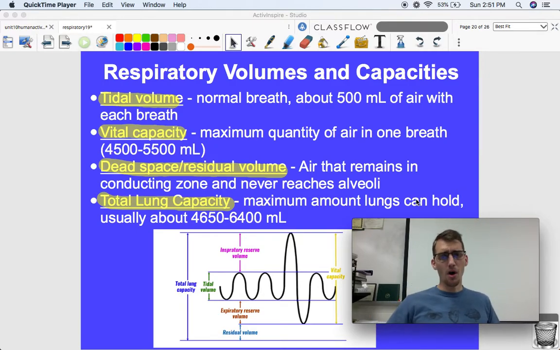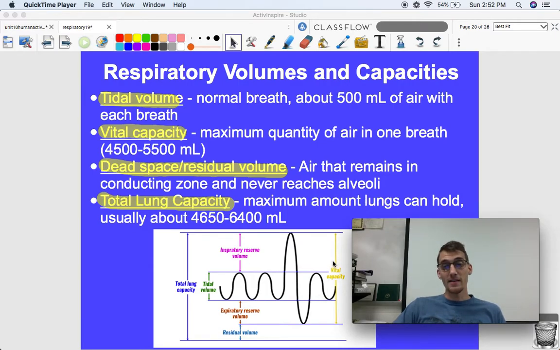There's always a little bit of air in the conducting zone, meaning between your respiratory tract and your lungs. So that's called dead space, or residual volume. It's air that remains in the conducting zone and never reaches the alveoli. No matter how much you breathe out, there's always a little bit of air in your respiratory tract, and that's called your residual volume.